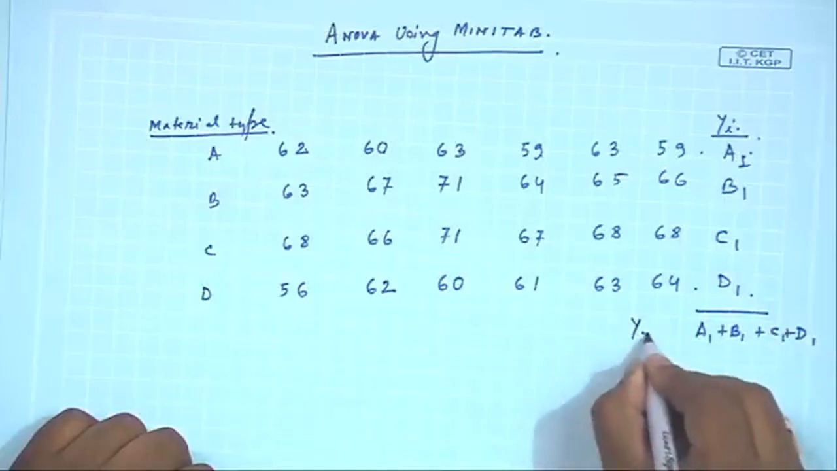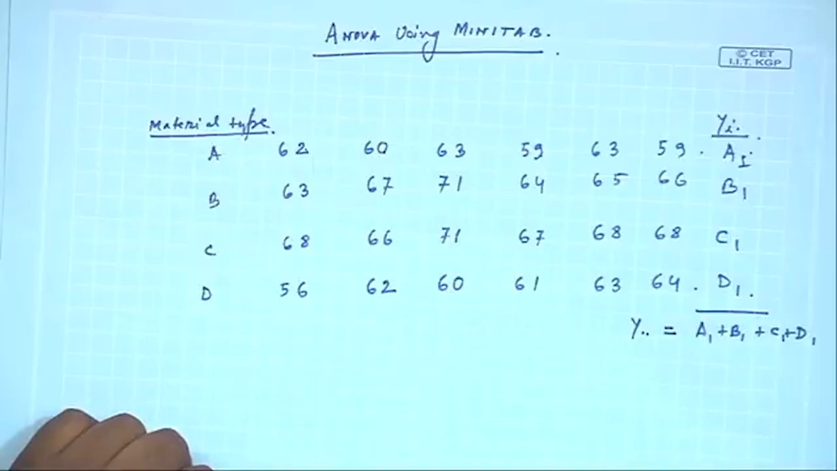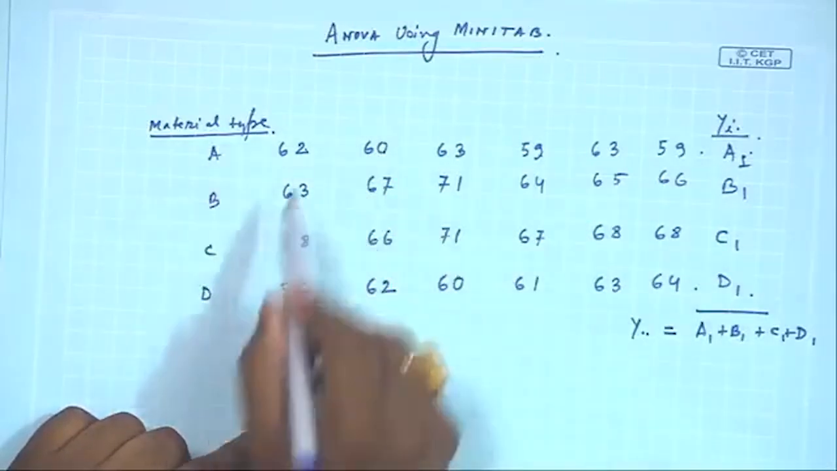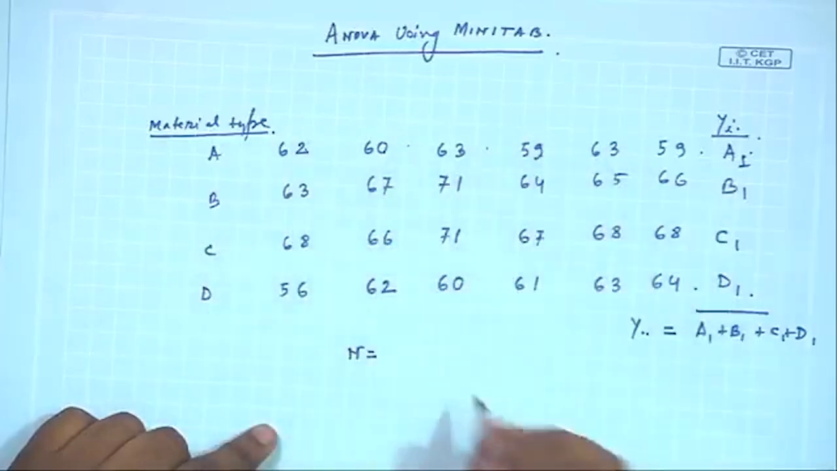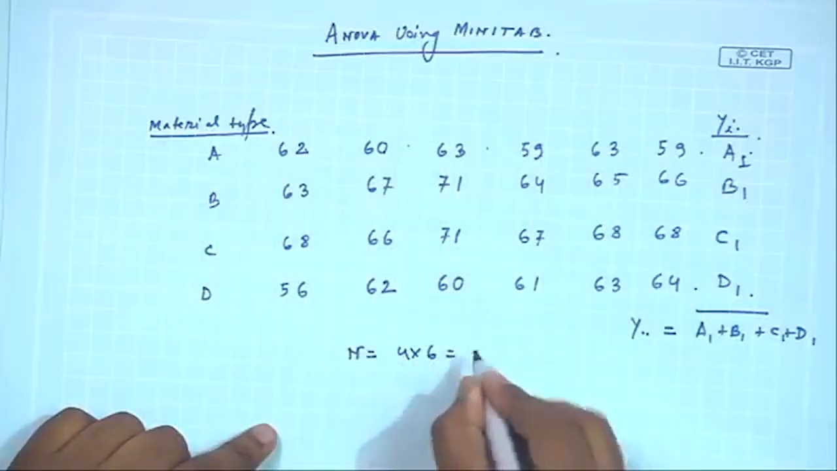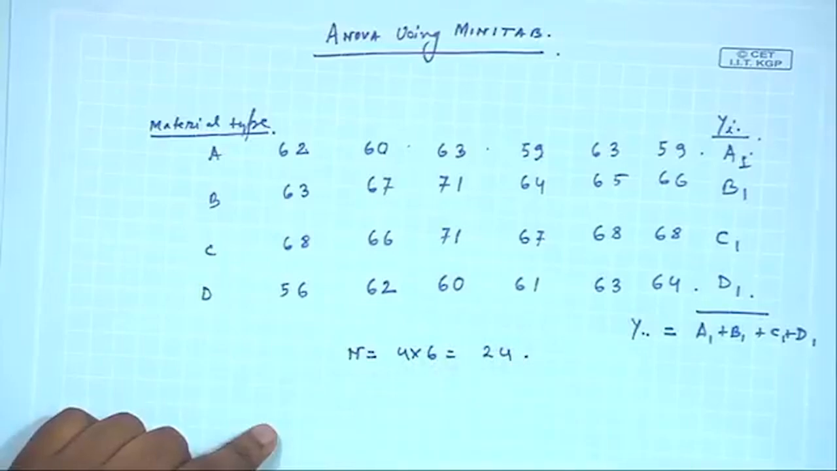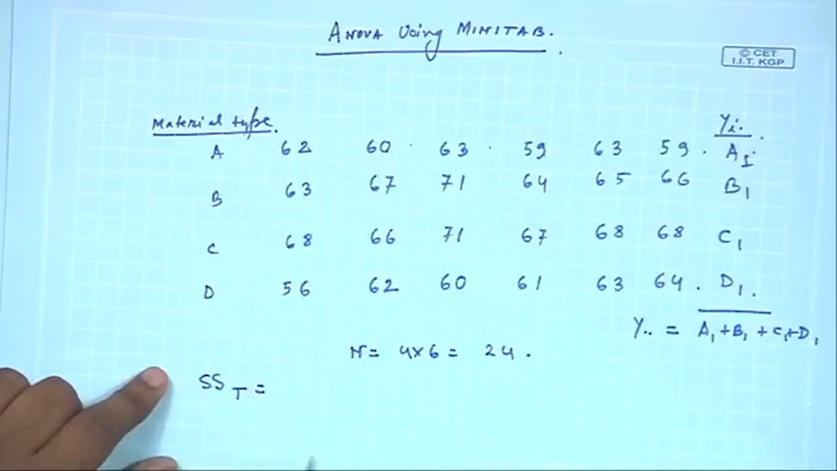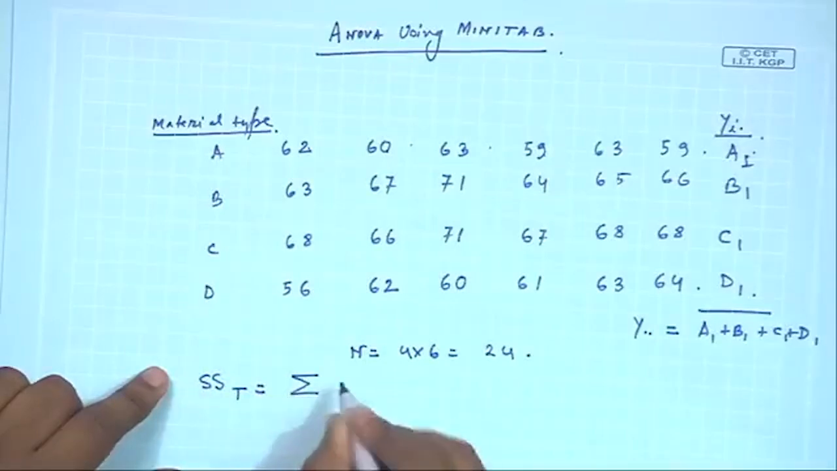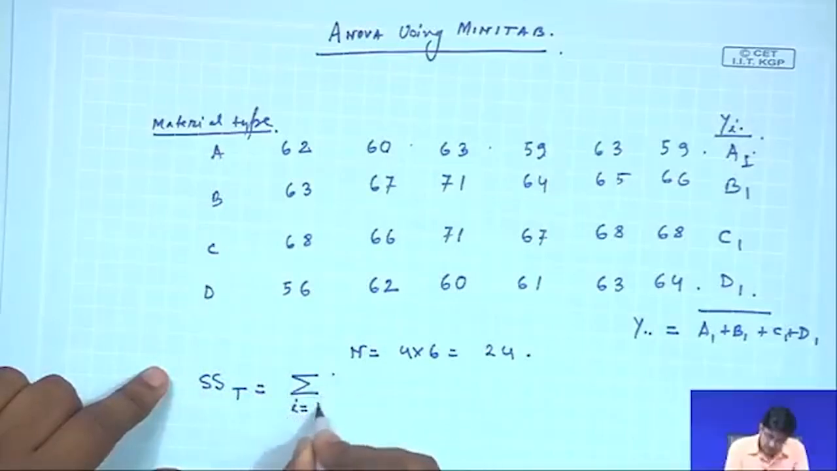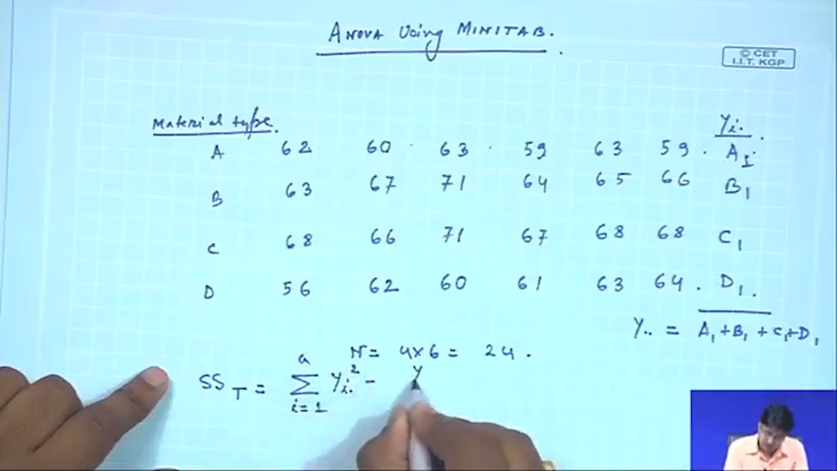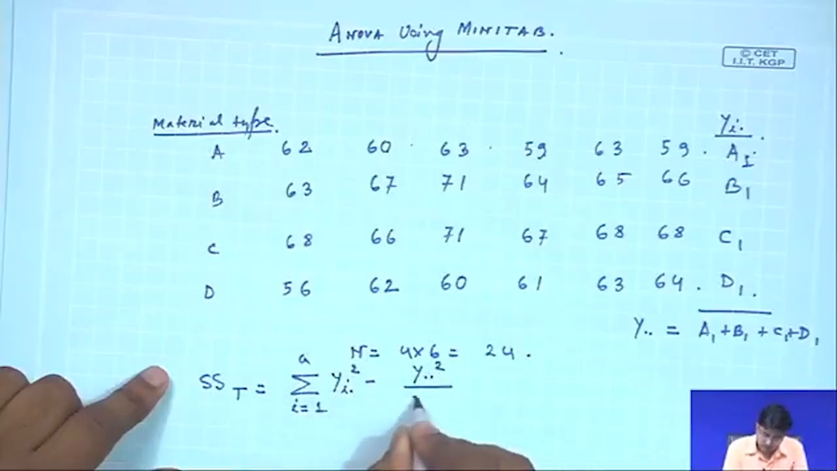Then we will add all the 4, A1 plus B1 plus C1 plus D1. So, this will be y dot dot, and the total number, that is n, here this is 4 and this is 1, 2, 3, 4, 5, 6. So, 4 into 6, that is 24. So, in our ANOVA, what is the SS treatment? That is nothing but summation of i equal to 1 to a, a is the number of treatments, y i dot square, minus y dot dot square by n.